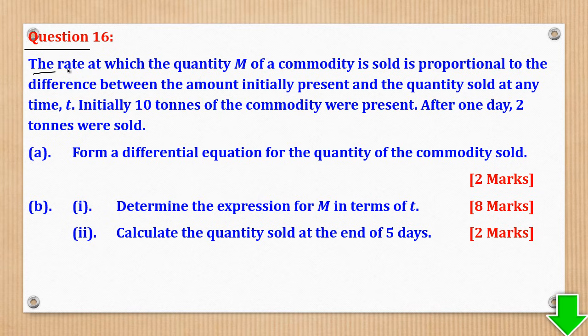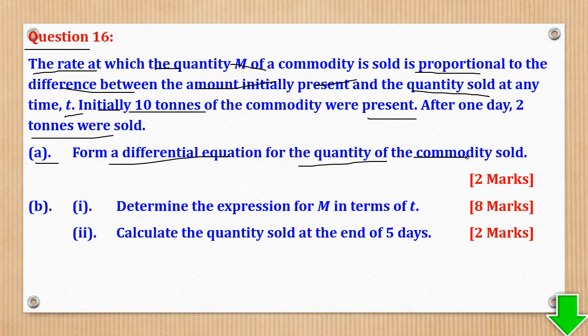Then question 16 says the rate at which the quantity M of a commodity is sold is proportional to the difference between the amount initially present and the quantity sold at any time t. Initially, 10 tons of the commodity were present. After 1 day, 2 tons were sold. Part A. Form a differential equation for the quantity of the commodity sold.